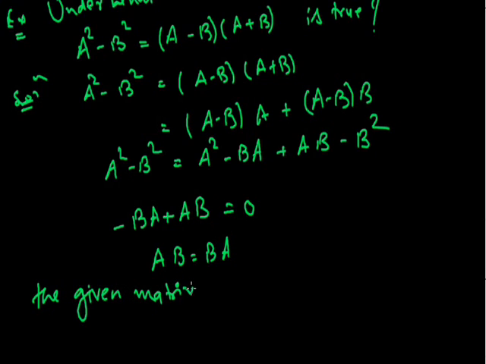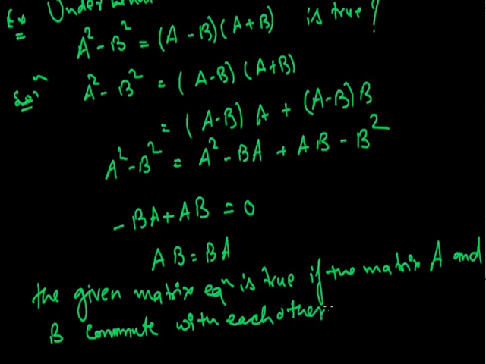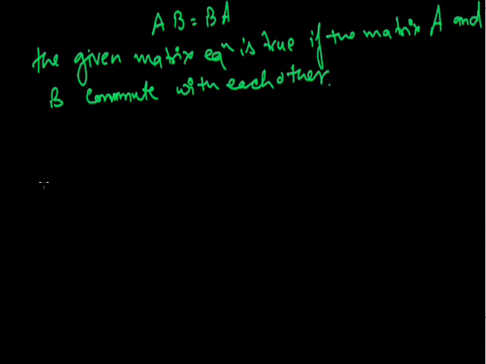The given matrix equation is true if the matrices A and B commute with each other. Now let's take the next example, which is based on the application of matrix multiplication.